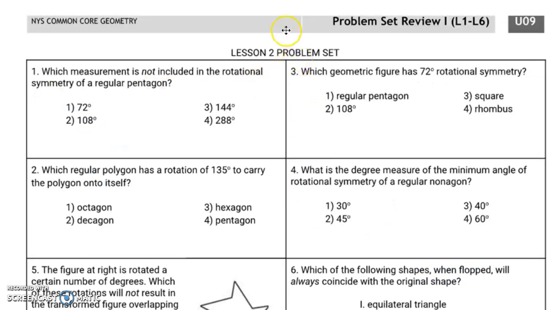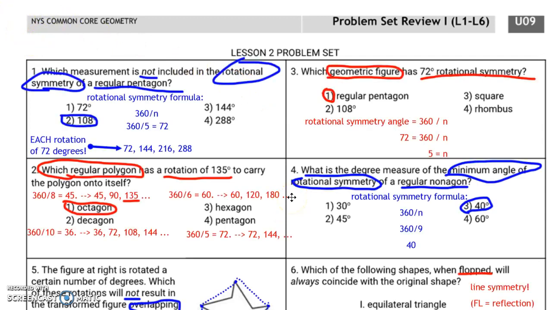Lesson 2 problem set. Please make sure that you start this by yourself and then come back to check your answers when you're done. In Lesson 2, we talked about rotating shapes, and you know the rotational symmetry formula is going to be 360 over n. In this case, we're asked for the rotational symmetry of a regular pentagon, a 5-sided shape. So we did the minimum rotation angle, which is 72, and then every rotation of 72 degrees counts.